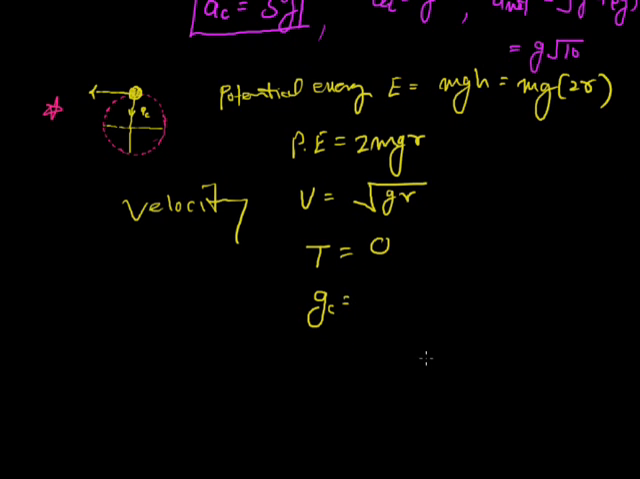Centripetal acceleration is only g, and tangential acceleration is equal to 0. So net acceleration a net is only g.